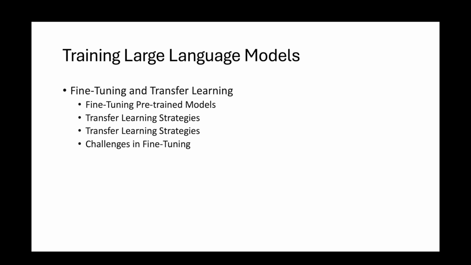Transfer learning strategies. Transfer learning strategies for LLMs include feature extraction, where the pre-trained model's embeddings are used as input features for downstream tasks, and fine-tuning, where the entire model is fine-tuned on task-specific data.